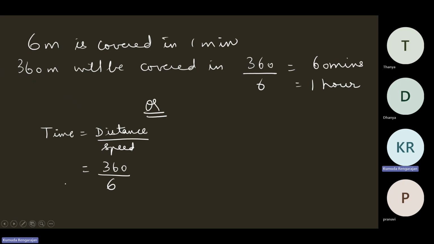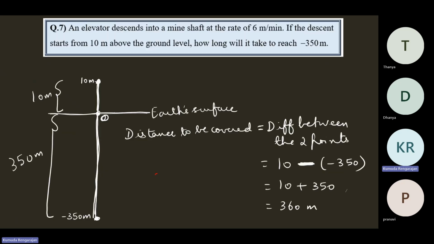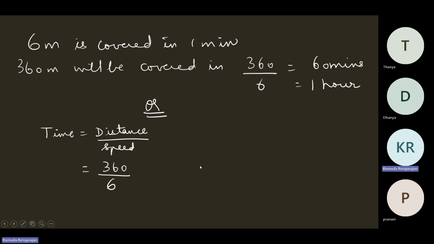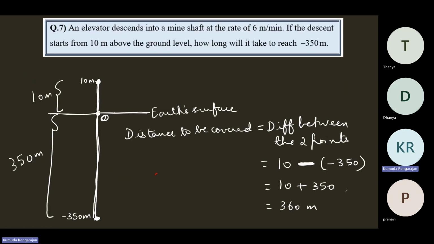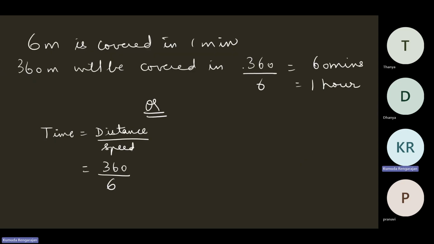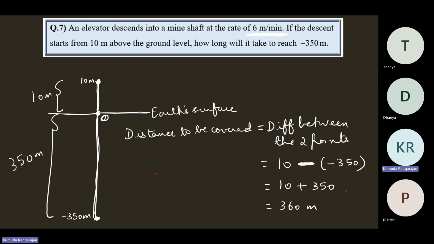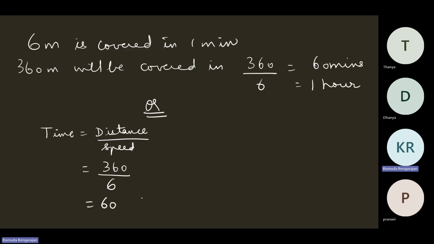Time is equal to distance by speed. Distance to be covered by the elevator is 360 meters, divided by the speed. What's the speed? 6 meters per minute. It's given in the question here. That's the speed. So divided by 6. When you simplify this, you get 60 minutes, because the speed is in 6 meters per minute, so the answer you get will be in minutes, 60 minutes, which is nothing but 1 hour.